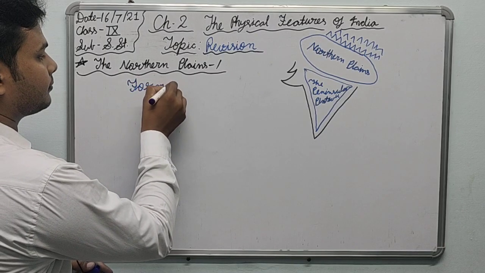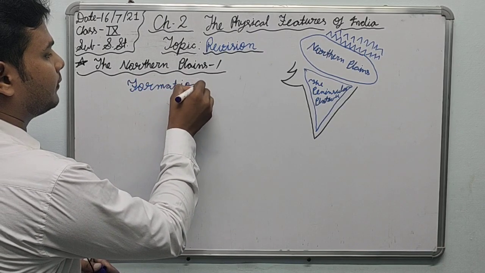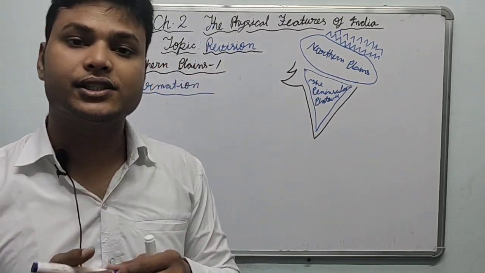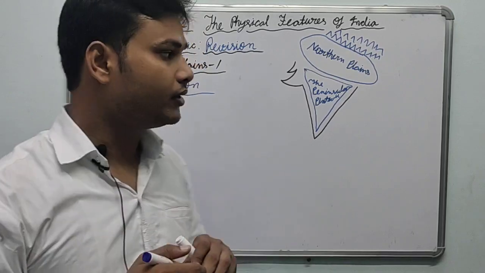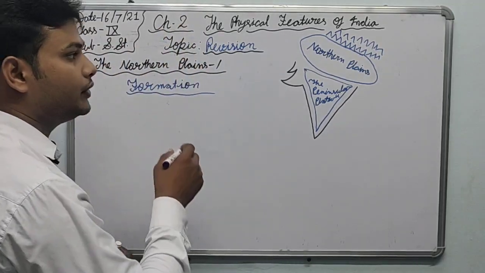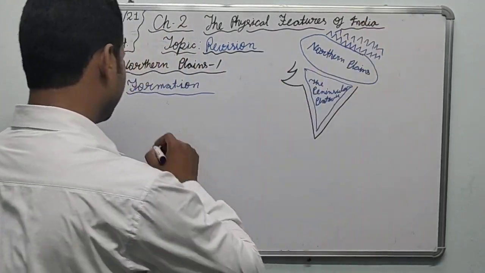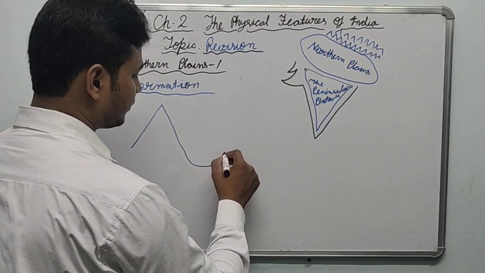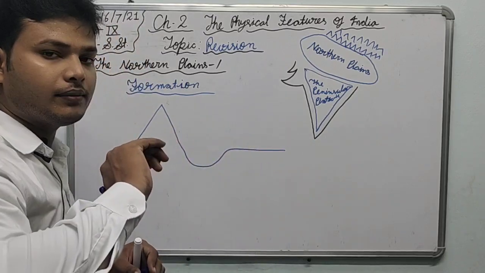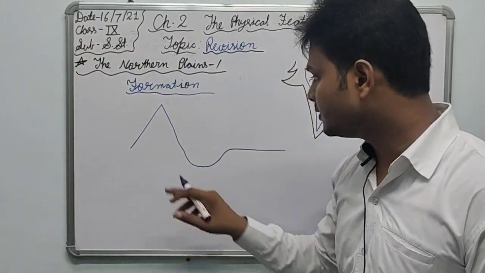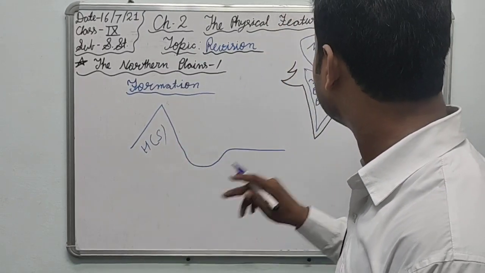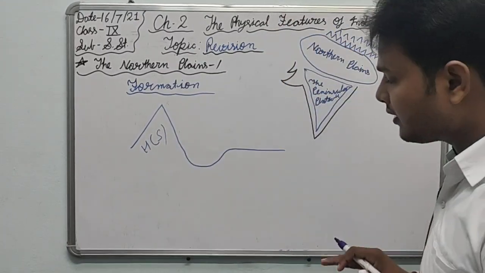Formation, and then we will discuss about it. So the northern plains, how has this plain formed? The most important question. So look, we know that the Himalayas were made by the folding process due to the collision of the plates. So look, this is our Himalayas. As you can see, the last portion is Shivalik, the last third range of the series.